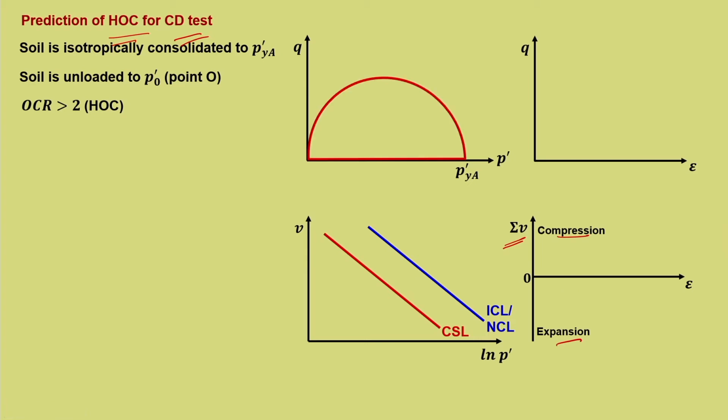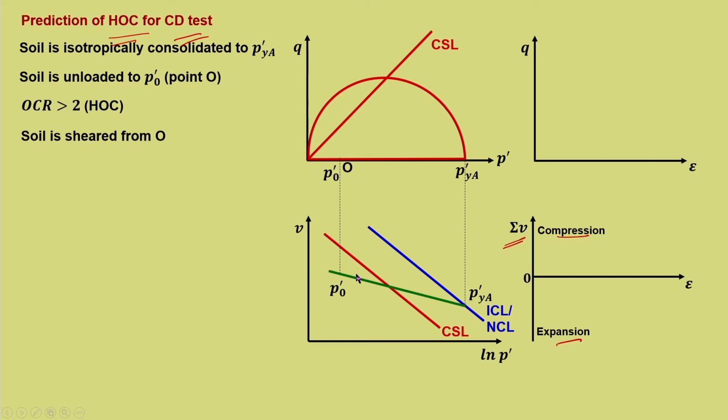P dash by A, so this is the yield curve associated with P dash by A, the extreme isotropic consolidation point. The same is marked on V-ln P dash. Unloaded, you can see that it is very near to the Q axis or V axis. So, OCR will definitely be greater than 2. The critical state line yields at point B. Now, it is a CD test, it is at an inclination of 3. So, it is not meeting and failing here, we have already seen this, it has to yield first.